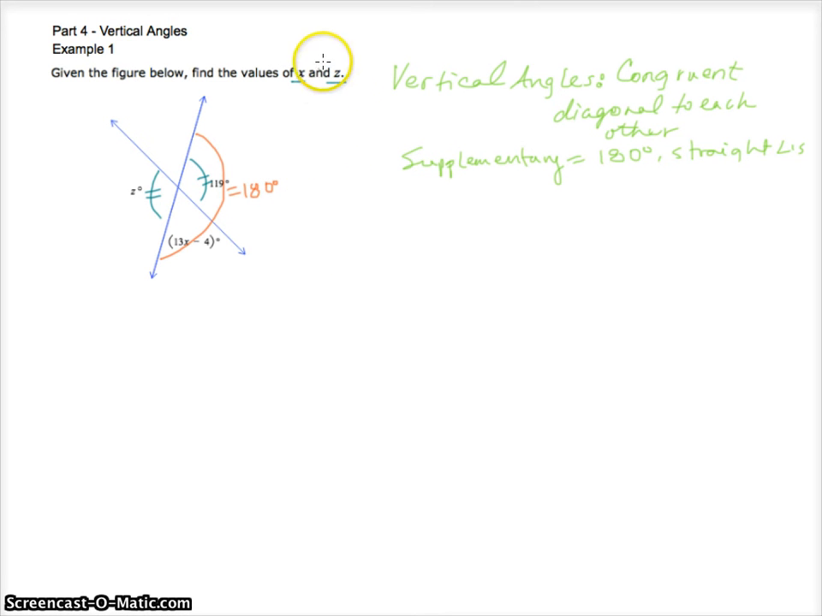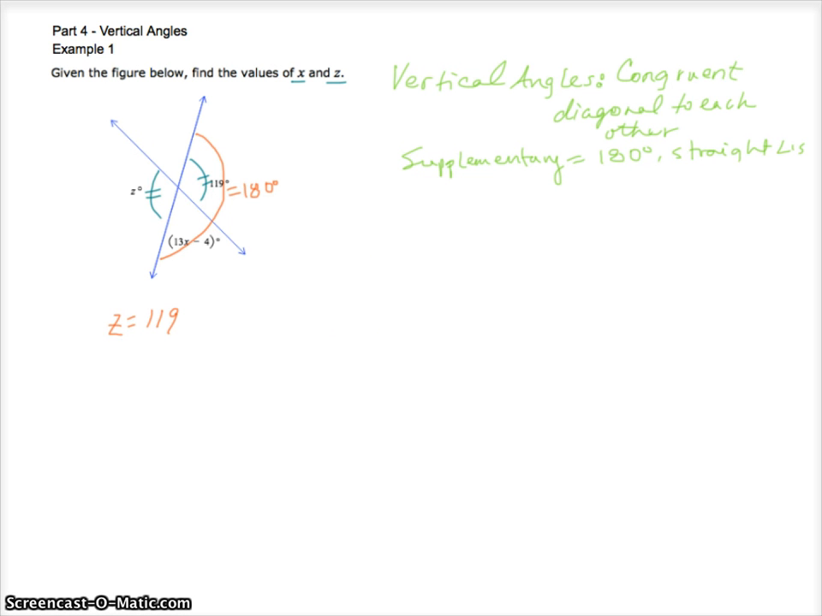So it says find the value of z. Well, since z is vertical to 119, z equals 119. We're done. That was so easy. It's that easy, gang. If they're equal to each other, just make them equal.